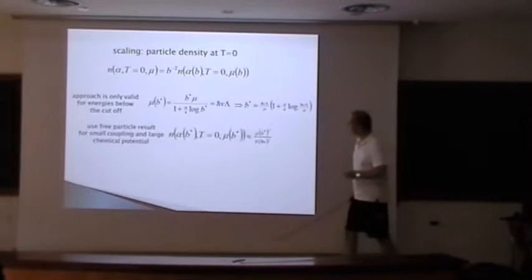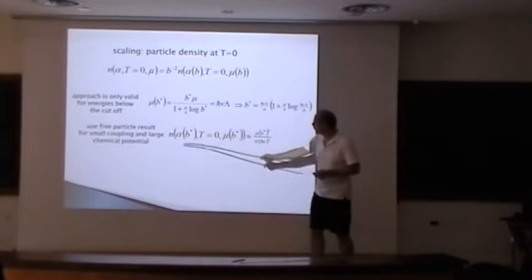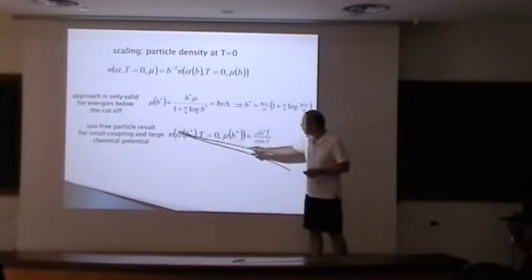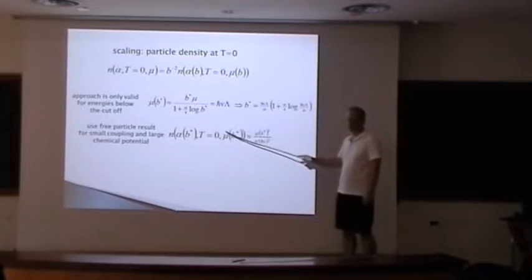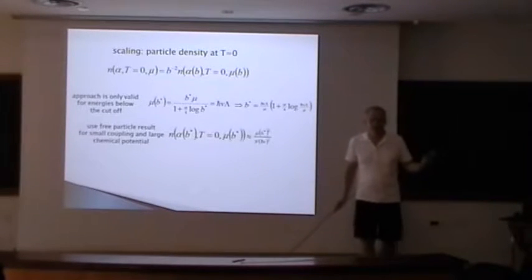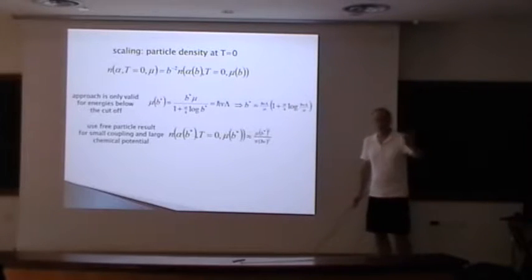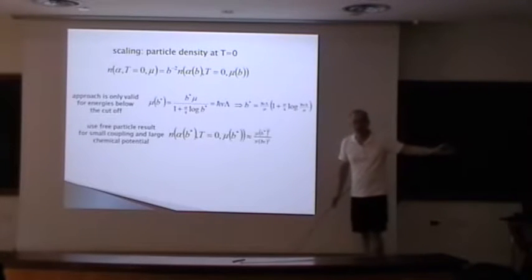Well, now we are in business, because all we need to do is calculate the density at a very small coupling constant, because it gets smaller and smaller. And the high density limit, that can be done easily. You can start from the non-interacting problem and perturbatively correct it if you wish so.